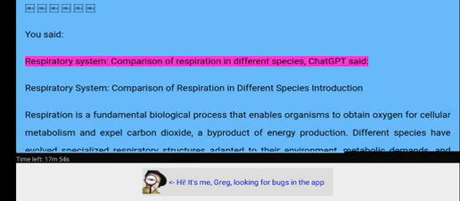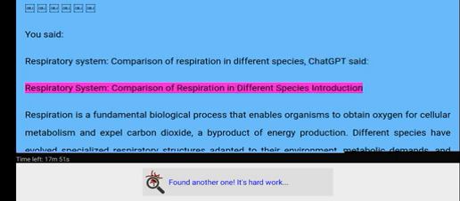You said: Respiratory system, comparison of respiration in different species. ChatGPT said: Respiratory system, comparison of respiration in different species.